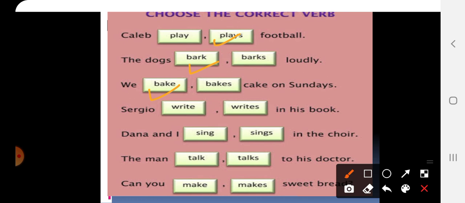Sergio is somebody's name and it is singular, so it should take a singular verb with that, that is writes. Sergio writes in his book. Dana and I. There are two people as subjects, so it is clearly seen that it is a plural subject, so it should take a plural verb with it. Dana and I sing in the choir. The man talks to his doctor. Can you make sweet bread?